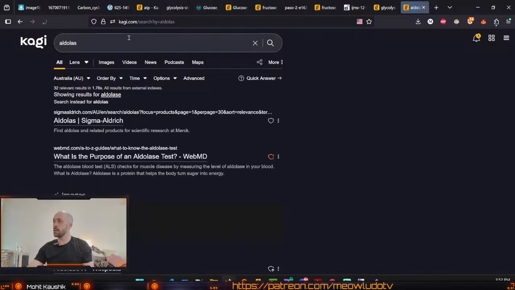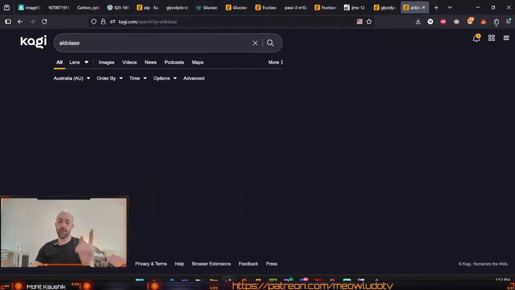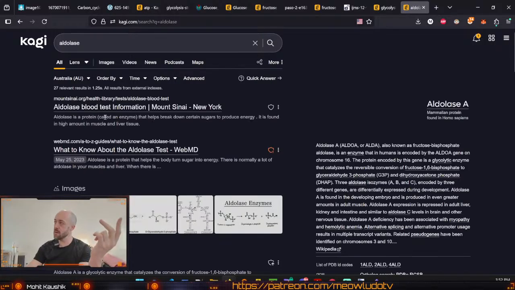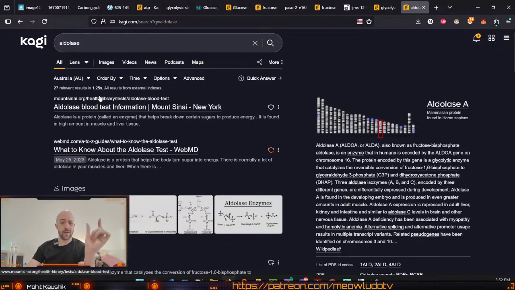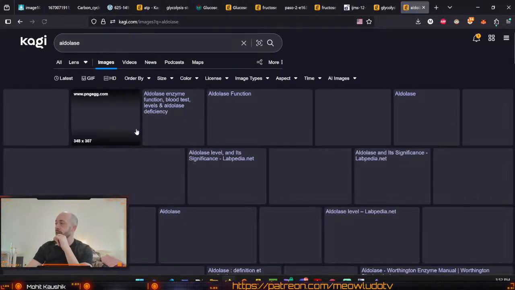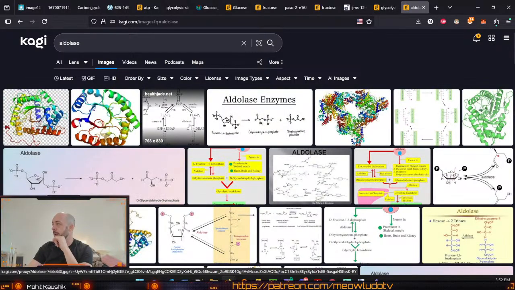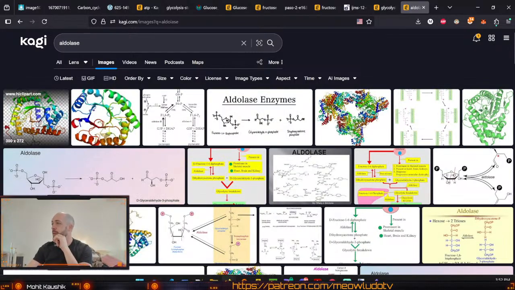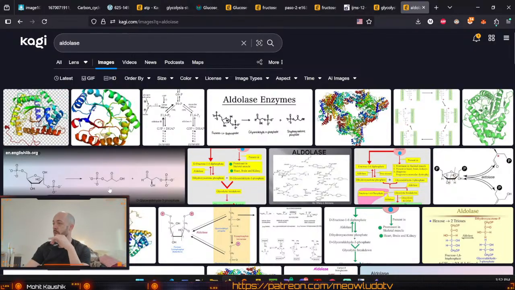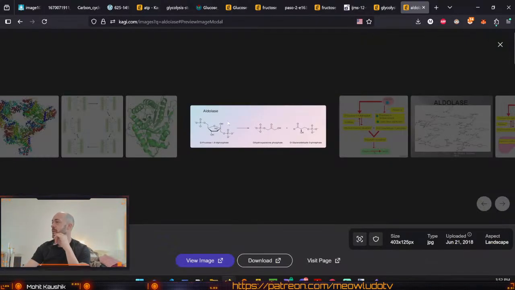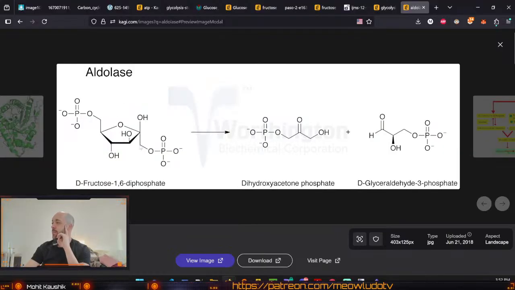Aldolase. So we're going to have a phosphate group on each side, a couple of carbons. Probably we started with 6 carbons, so we're going to have 3 carbons on either side. This is the enzyme that acts on it. We don't have to worry too much about that now, and this is the reaction we care about. We have this molecule, fructose 1,6 bisphosphate. We're going to chop it.